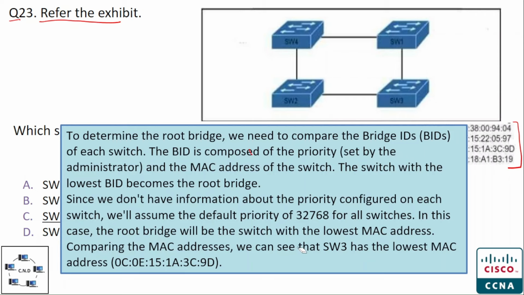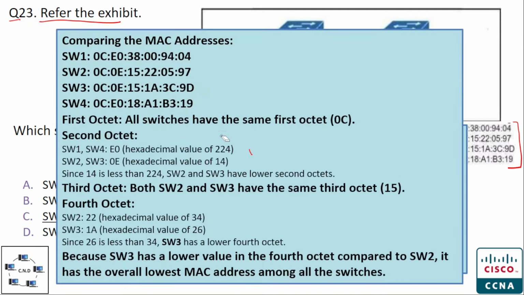Comparing the MAC addresses, we can see that switch 3 has the lowest MAC address, and this is the MAC address of switch 3. So how is this the lowest MAC address? First we will compare the first octet.